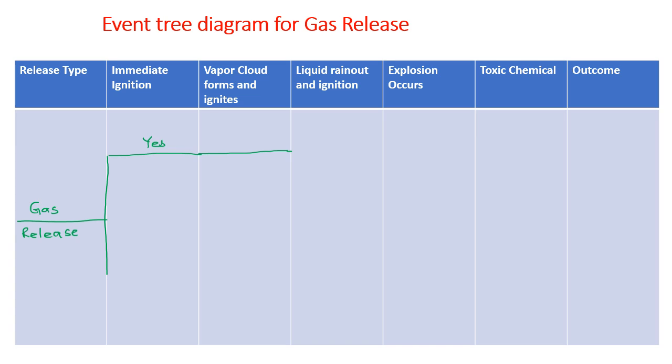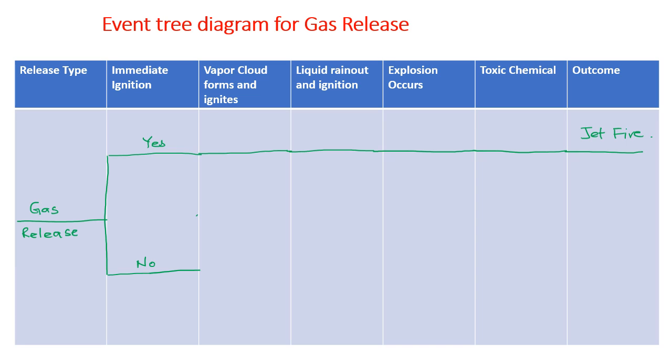So vapor cloud forms, this particular thing is not applicable. Liquid rain out and ignition, this is also not applicable. Explosion occurs, that is also not applicable. Toxic chemical also not applicable. So it directly goes into the outcome, and the outcome is jet fire. So there is a release in high pressure and immediately it catches fire. That creates a jet of fire. Now it will not be the case most of the time, so gas release with immediate ignition does not happen.